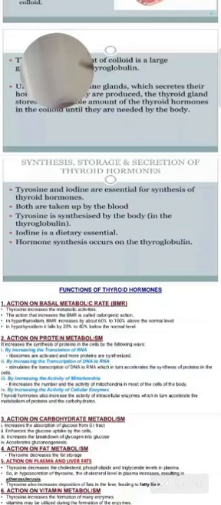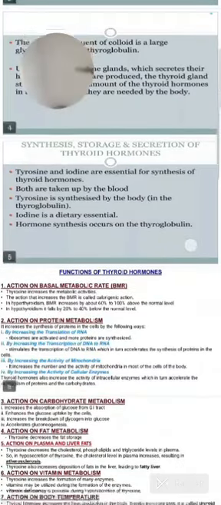For the synthesis of thyroid hormones, there are two essential factors: one is tyrosine and the other is iodine. The tyrosine is present in the form of thyroglobulin, but the iodine comes from the dietary source. Both these substances are taken up from the blood and help in the synthesis of thyroid hormones.